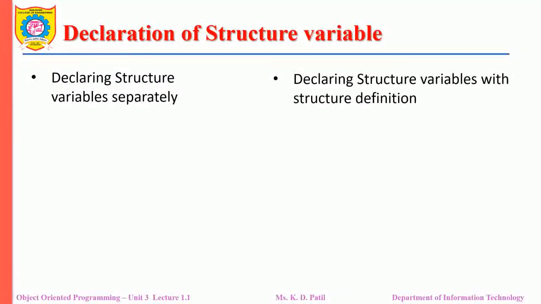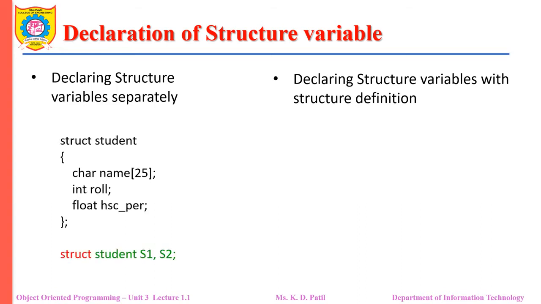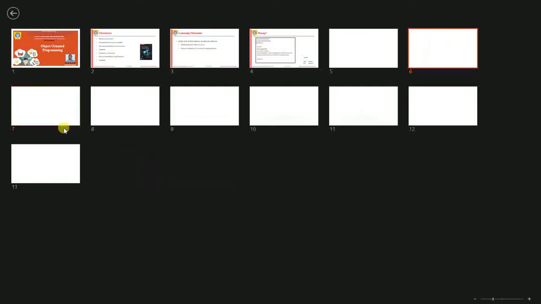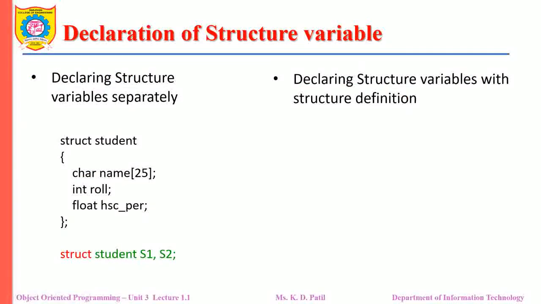Now let us see how to create the structure variable. There are two ways to create the structure variables. Structure variables can be created with the structure definition, or they can be created separately. In the first way, the structure variables are created separately. Now if you observe here, I have created the structure variables S1 and S2 of the structure student, and I have used the keyword struct.